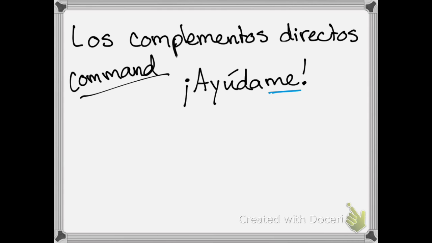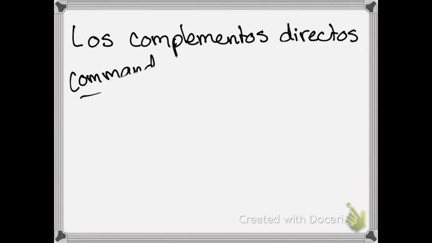Another example of this would be dímelo. Lo is my direct object pronoun. Me here has become an indirect object. So dímelo, tell me. Dímelo. Needs an accent. Dímelo.